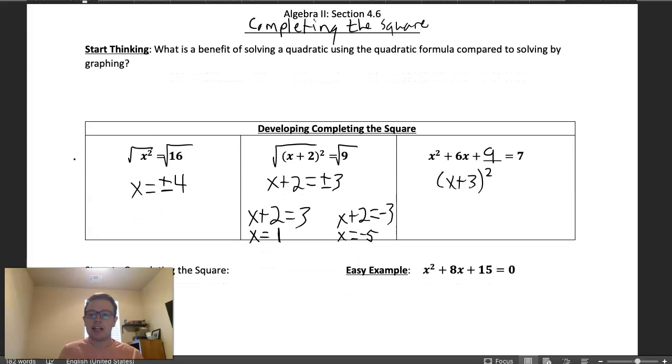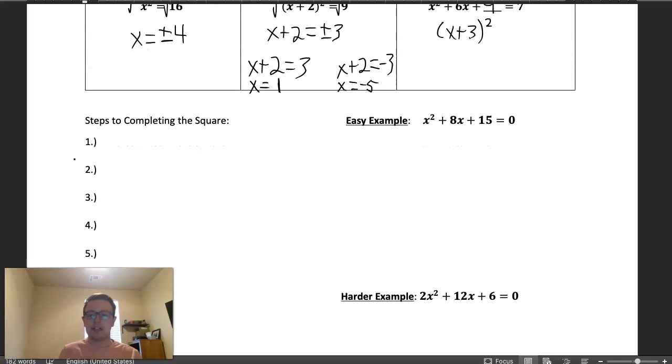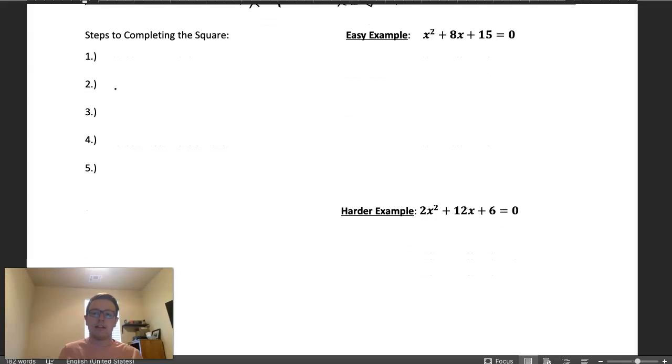Now let's go ahead and go through the steps for what we do to complete the square. The first step for completing the square is going to be divide everything by a and then subtract your constant to the other side.